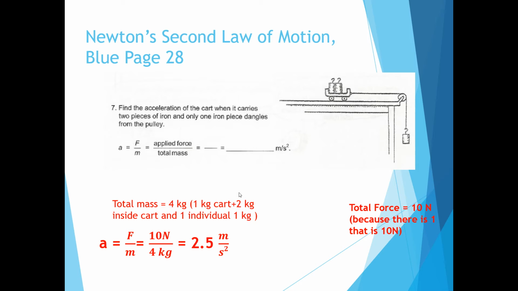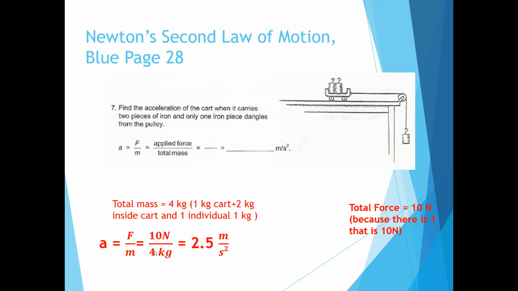Number 7, now we're adding another kilogram into our cart. So now we have 1, 2, 3 up here with the cart and a 4th one here, so that would be 4 kilograms total. We still only have 10 Newtons of force hanging off here on the end, so we've got 10 Newtons divided by 4 kilograms, which gives us 2.5 meters per second squared.